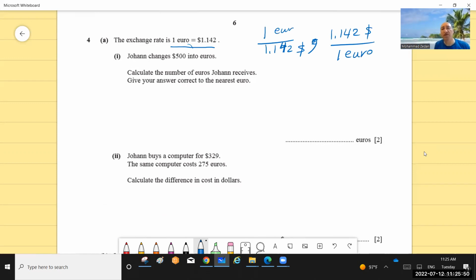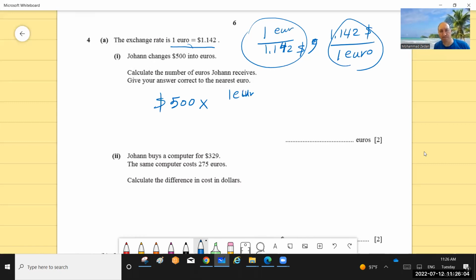Okay, you can use this ratio or this ratio according to the direction you want to exchange. You have dollars, just write $500 times, start with the euro, €1 over $1.142. Now dollars is cancelled, so I divide 500 by 1.142. Answer is 437.83. In currencies, you just leave your answer to two decimal places, always like this.